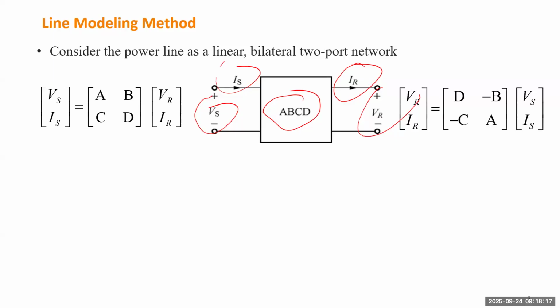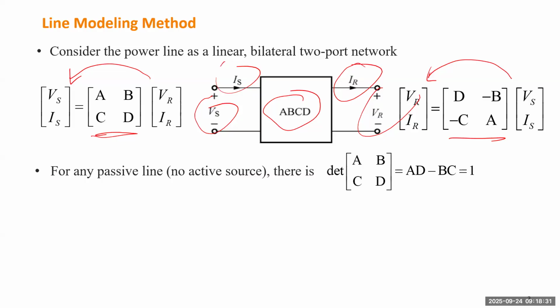And that 2x2 matrix can be inverted, depending on whether you want to transform from the load side to the source side using this transformation, or from the source side to the load side using the inverse transformation. If the line is passive, the determinant of this matrix will be 1. That will be true for all the line models in this lecture, because we don't assume any active source inside of this box. If you do have a source in the network, you need to exclude this source from the network. You just focus on the lines without any internal source.